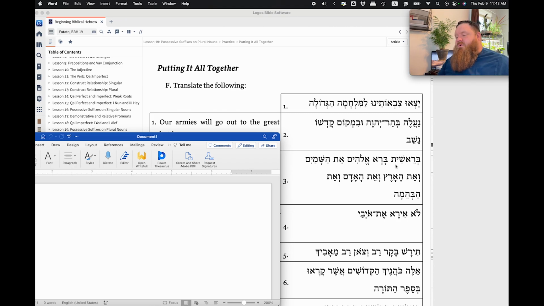All right, well, if that doesn't work, when else do we end with a tav? Well, we end with a T in the cal perfect 1CS, we end with a tem in the cal perfect 2MP, and we end with a 10 in the cal perfect 2FP, but that's not what we have.